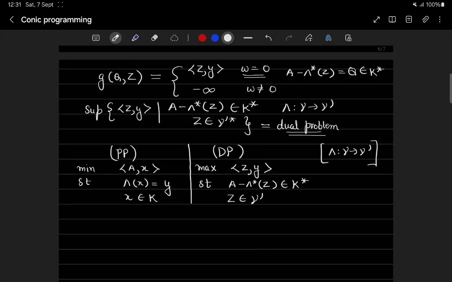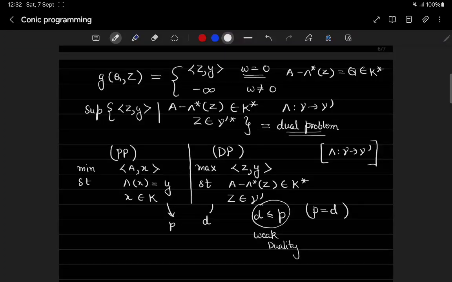So the main idea here is to observe that the primal problem has a value p, the dual problem has a value d, and d is always less than or equal to p. And the important point is that for our discussion we will assume that p is equal to d. This comes from weak duality, but we will take something called strong duality. So in strong duality we will assume that p is equal to d.